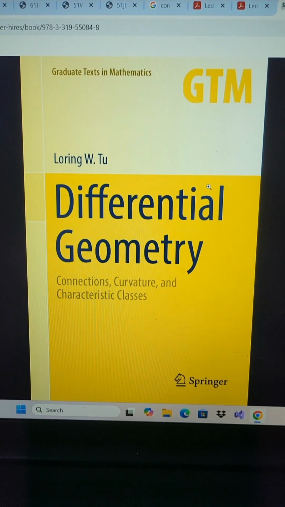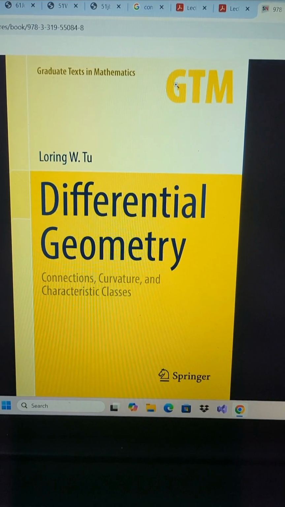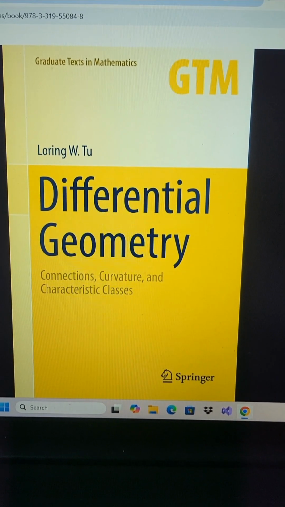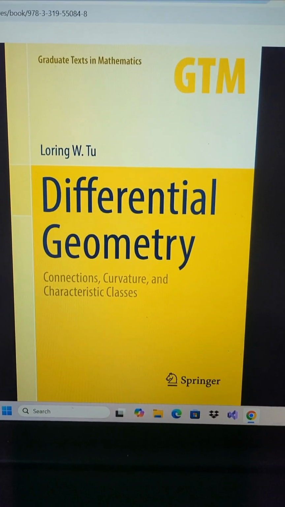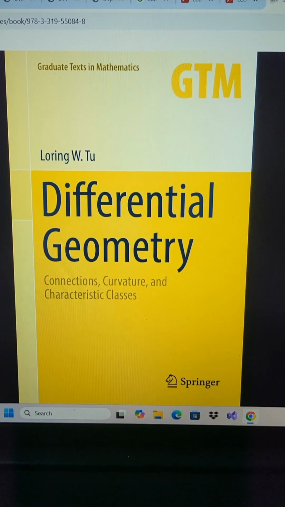My number one recommendation, again, Loring Tu. This book directly follows his manifolds textbook that I recommended earlier. So this is a direct follow-up to that manifolds textbook. I'm currently reading it. It is an excellent book. I mean, just so good. I love it. I cannot say anything bad about it.